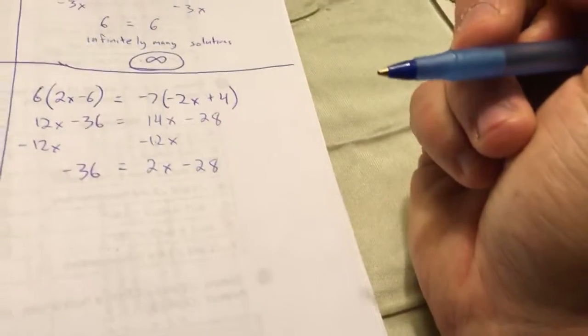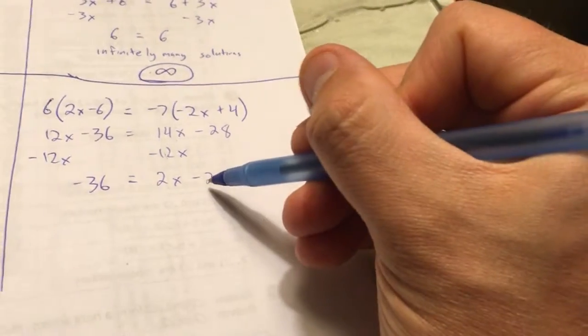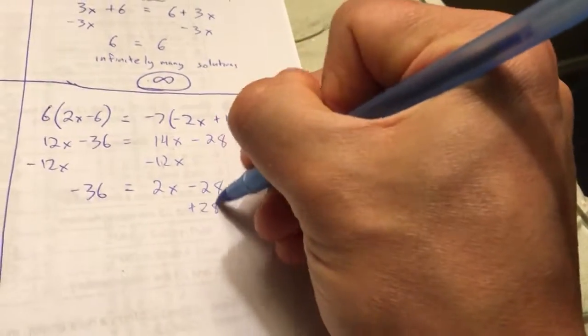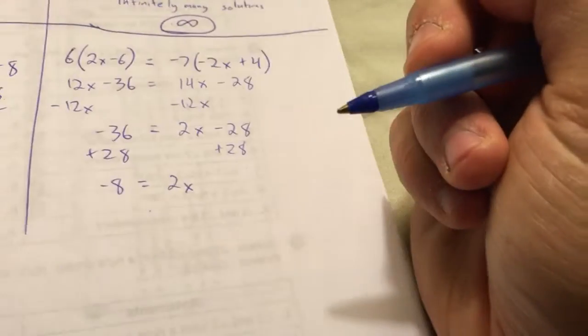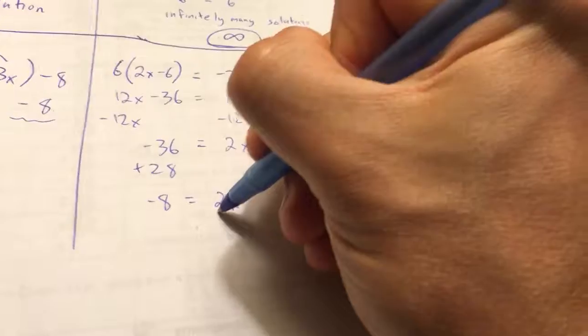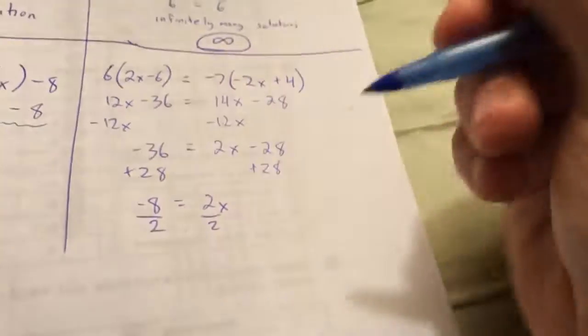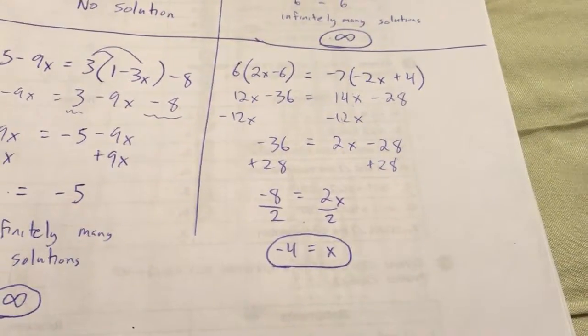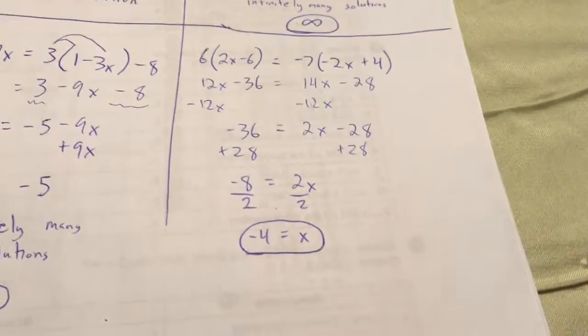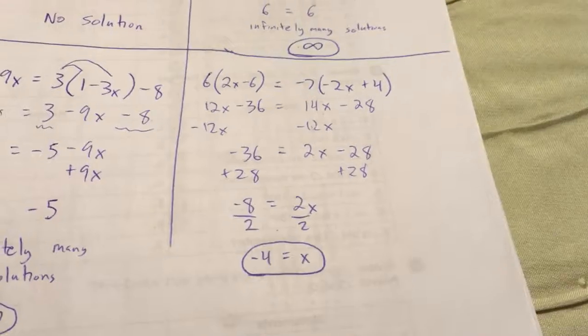And now we finish up by solving for x. Add 28 to both sides. We get negative 8 equals 2x. Since this is 2 times x, we finish up by dividing both sides by 2. So we get x equals negative 4. And notice, is this infinitely many solutions or no solutions, or is it just one of our regular problems that we've seen a lot of? Notice, since we got x equals some number, it is one of our regular problems that we've seen plenty of.